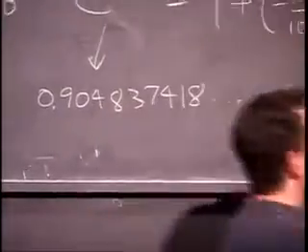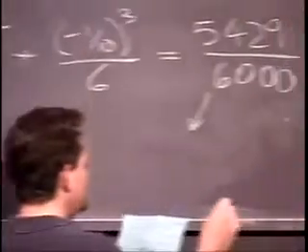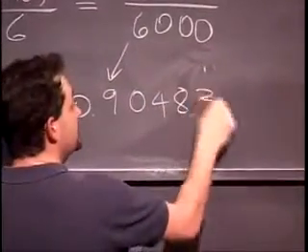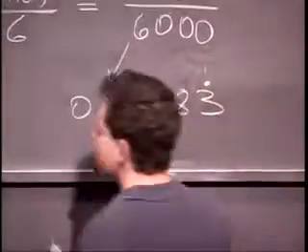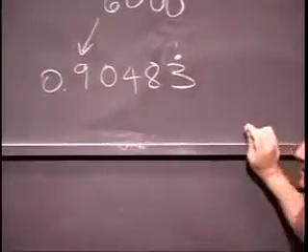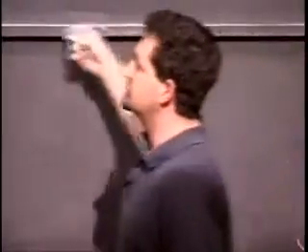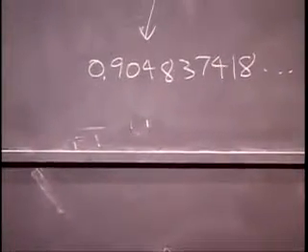On the other hand, this one I can work out exactly. It turns out to be 0.90483 repeated, 33333. So it's not quite the same number, but it's really close. It only differs in the 6th decimal place, or I guess the 5th if you round up. This would be rounded up here to a 4. Okay, so it's very, very close.